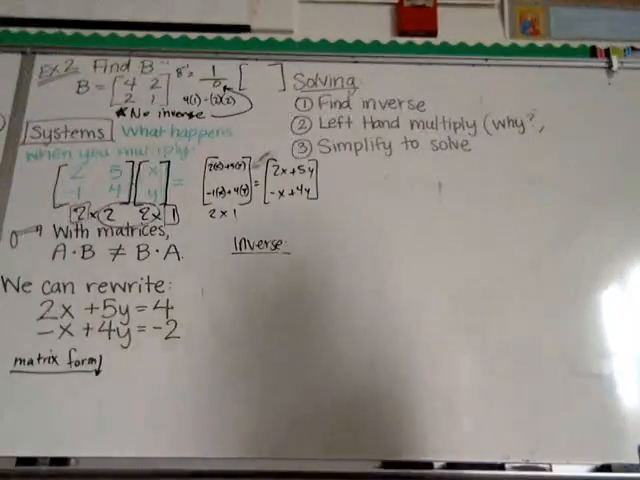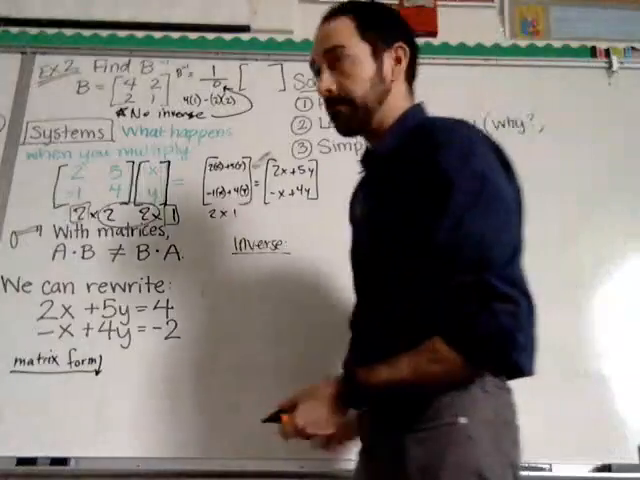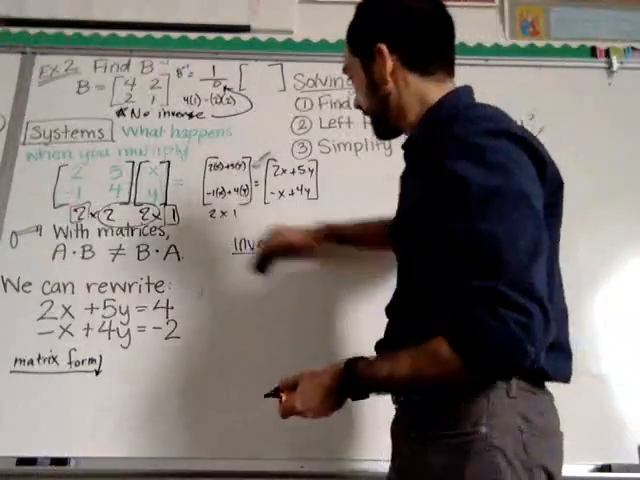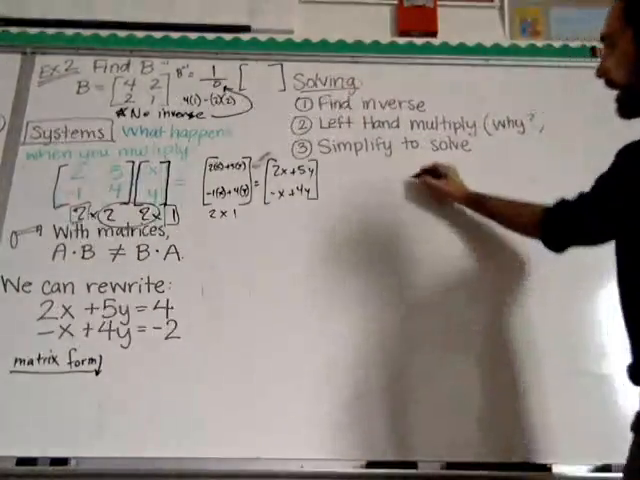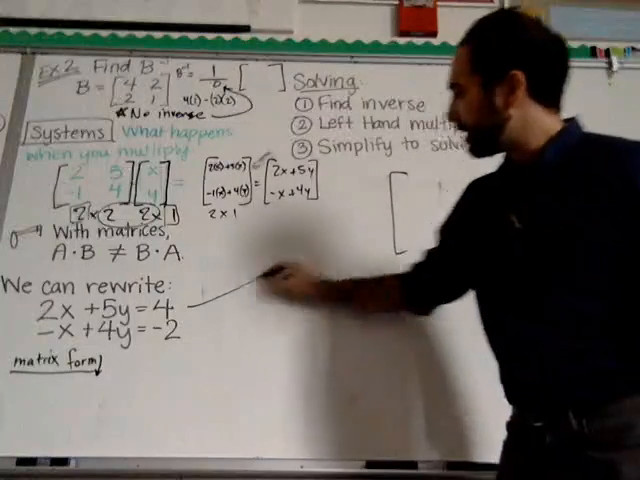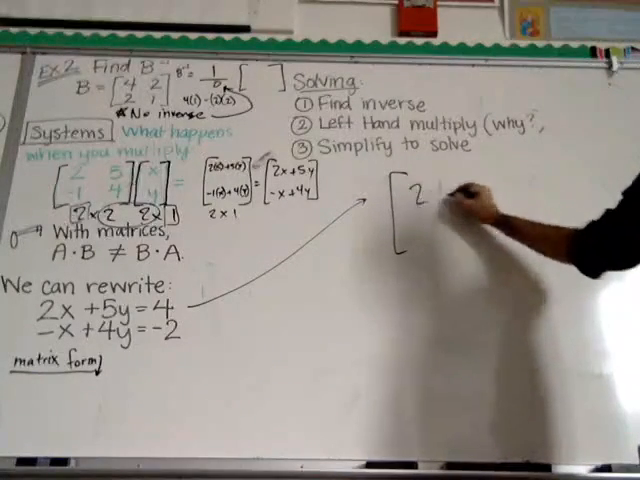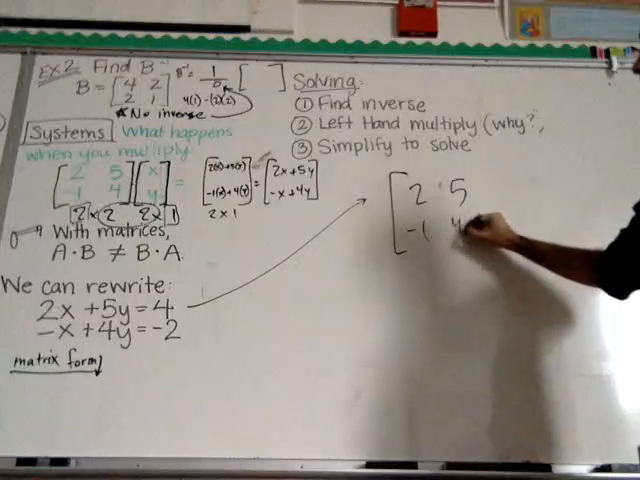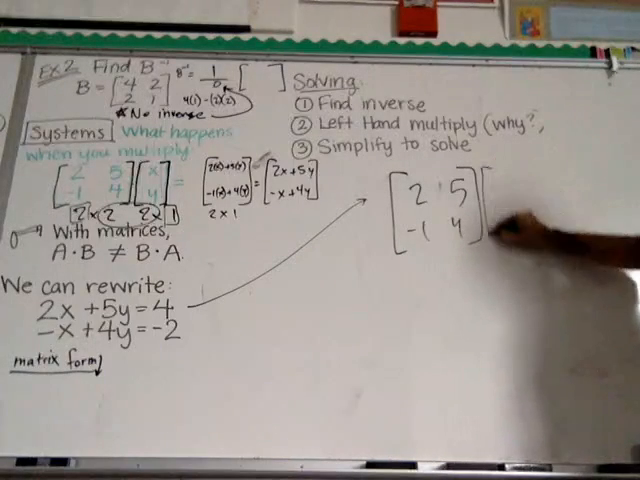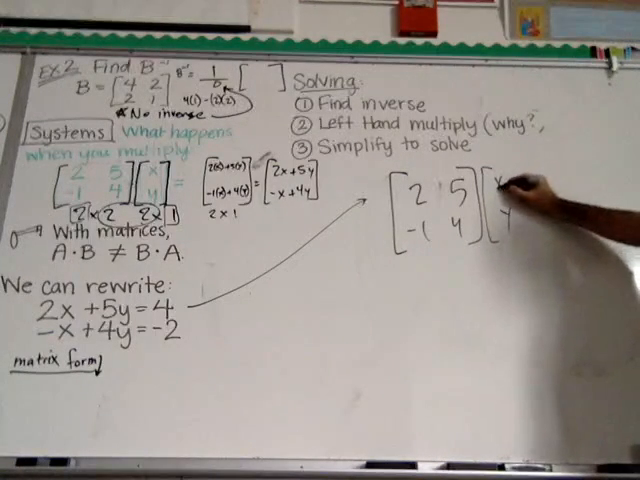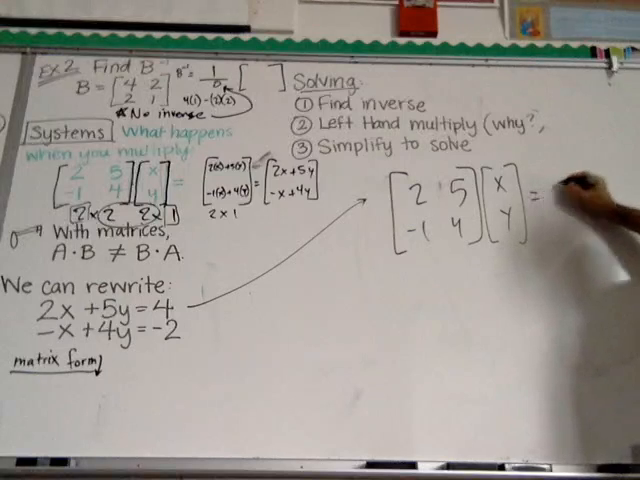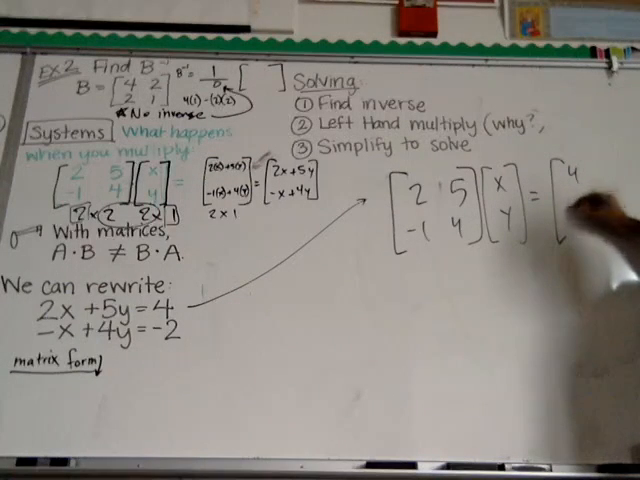All right. So watch how I'm going to work this out. I'm going to go ahead and move this up because it's probably hard for you guys to see. I'm just going to bring it over here. I'm going to end up with, we can rewrite this as 2, 5, negative 1, 4. It's multiplied by the matrix x, y. That's equal to the matrix 4, negative 2.